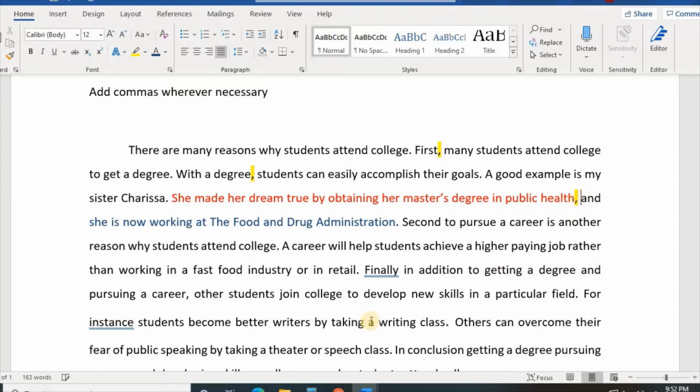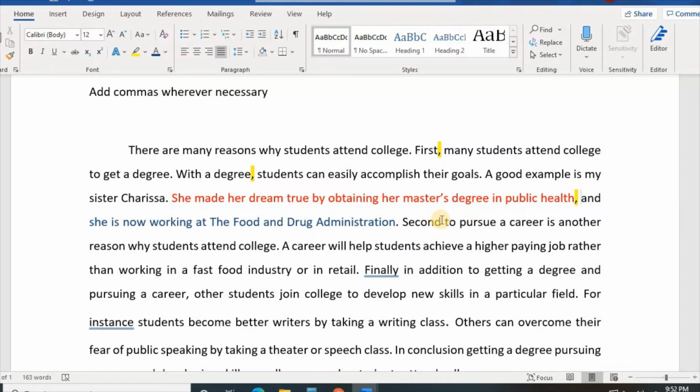Okay, we need a comma before and. Let's continue. Second, to pursue a career is another reason why students attend college. Notice that I read this sentence together as if second is part of the sentence, but that's not the case. I should make a pause after second. I should read it: Second, to pursue a career is another reason why students attend college.